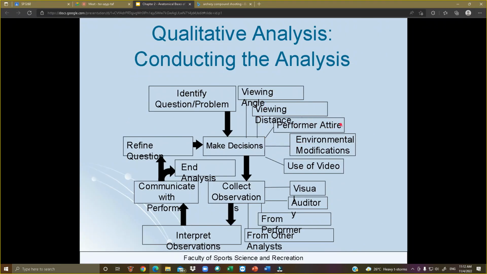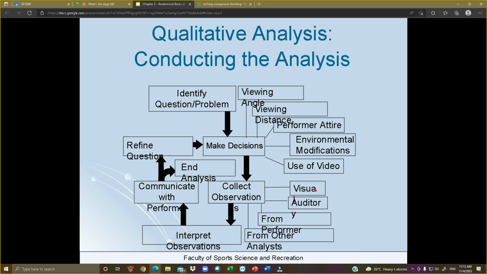Performance attire: this is the question, and based on the question you make decisions about angle, distance and video. Then environmental modification. We don't want everyone walking behind. We need it to be clear, with no banner at the back of the athlete, so that we have only the athlete. After that, collect observations and record.